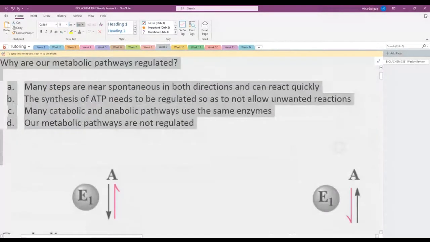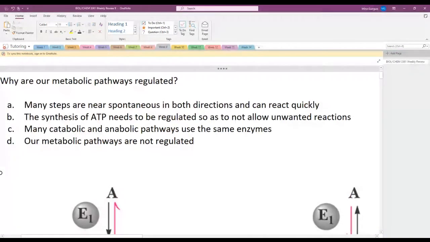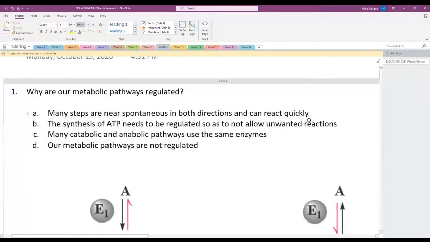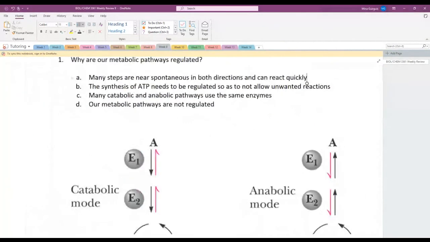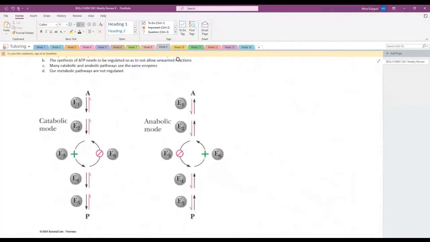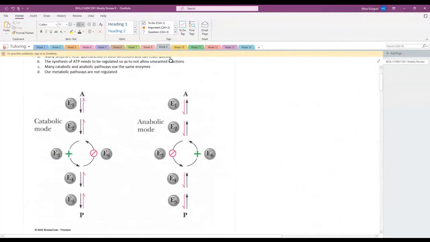Why are our metabolic pathways regulated? I asked this question last week, but this week I'd like to go into a little more depth on the answer. Specifically, I'd like to talk about this figure that you see here, and I'm going to give some examples.